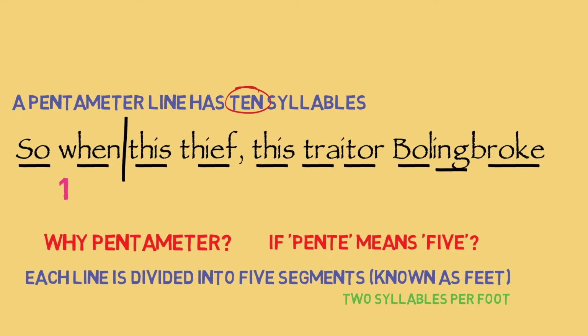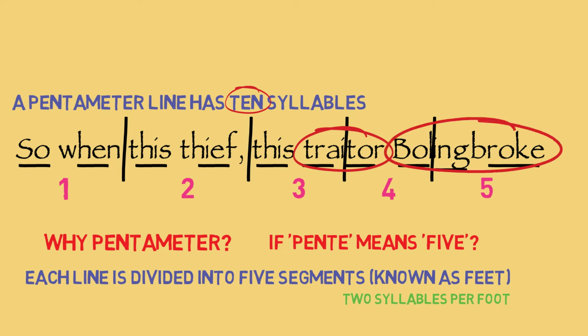Now, incidentally, this does not mean that a word must be contained within one specific foot. Words often fall into different feet. For example, the 2 syllables of the word traitor fall into feet 3 and 4, whilst the 3 syllables of the word Bolingbroke fall into feet 4 and 5.